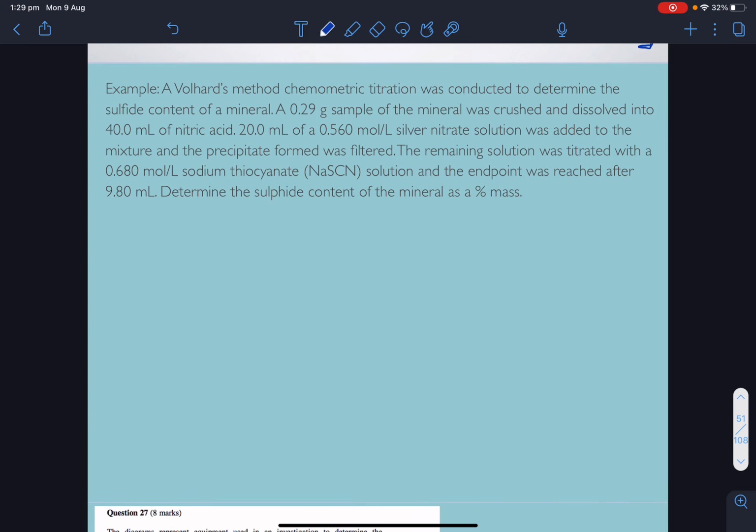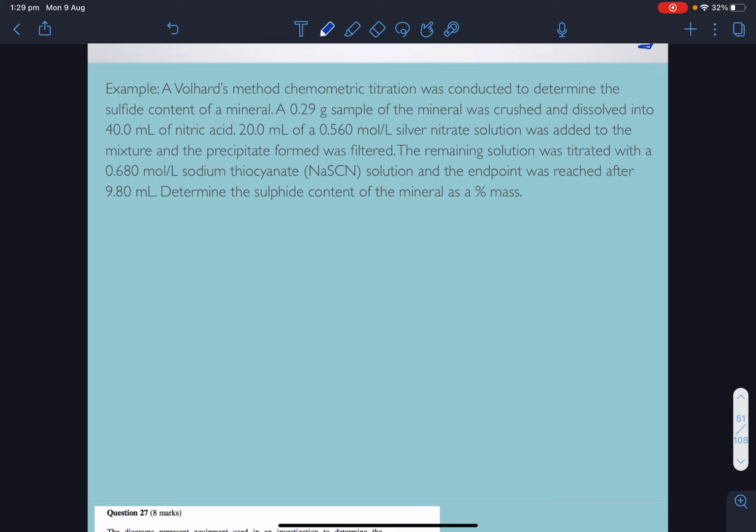So we got some sulfide mineral. We dissolved it in acid, so it becomes soluble. So we got sulfide in solution. Then we dumped in a whole lot of silver nitrate, so we had some silver sulfide precipitate out. We filtered all that out, and the excess silver was then titrated with the thiocyanate.